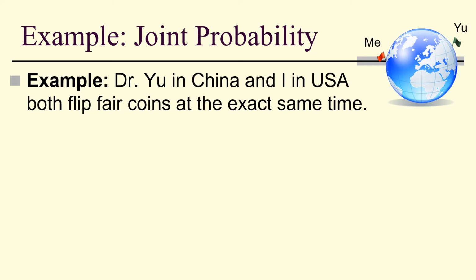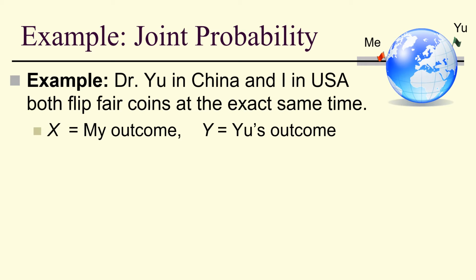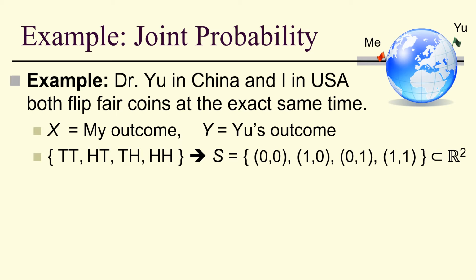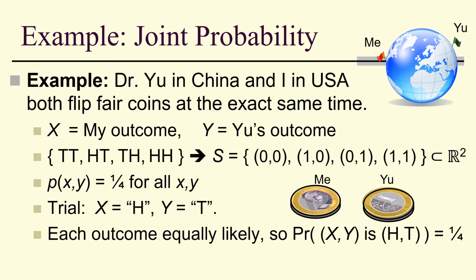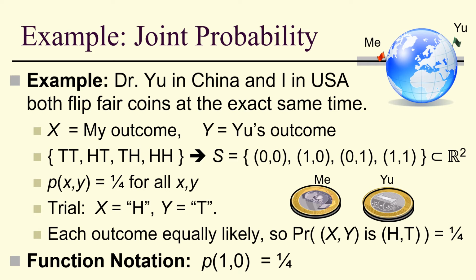Joint probability. Let's suppose that Dr. Yu in China and I in the USA both flip fair coins at the exact same time. Capital X is my outcome, capital Y is Yu's outcome. These are the four possibilities. This is my sample space. Each possibility, each outcome has a probability of a fourth. So a trial is heads for me and tails for you. Each outcome is equally likely, so the probability that (X, Y) is heads, tails is 1/4. In function notation, we write P of 1, 0 as 1/4.